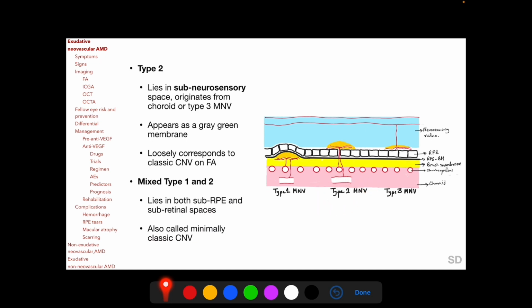Type 2 MNV lies in the subneurosensory space and usually originates from the choroid, but may also originate as a type 3 MNV from within the retina, and it may be visible clinically as a grey-green membrane. It loosely corresponds to classic CNV on fundus fluorescein angiography. Mixed type 1 and type 2 MNV lies in both subretinal pigment epithelial and subretinal spaces and is also called minimally classic CNV. We'll be discussing classic CNV and minimally classic CNV further in this session.